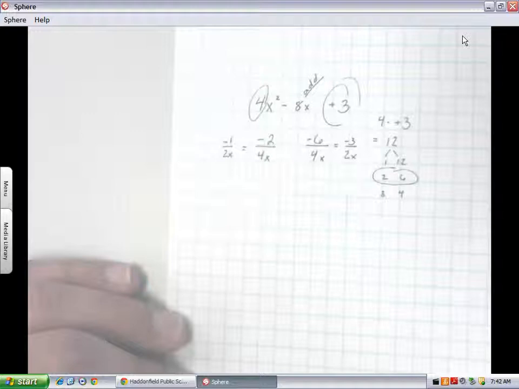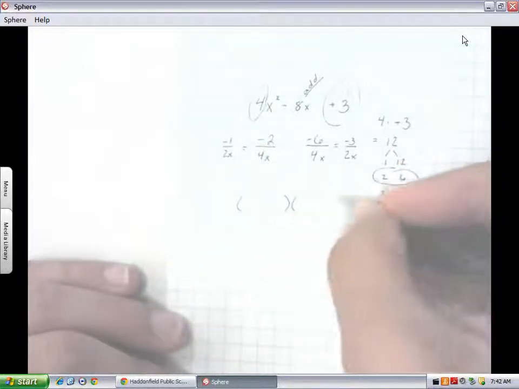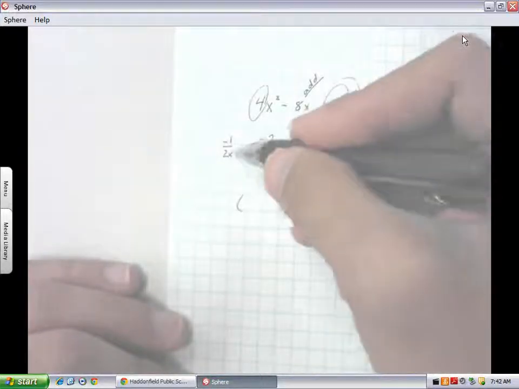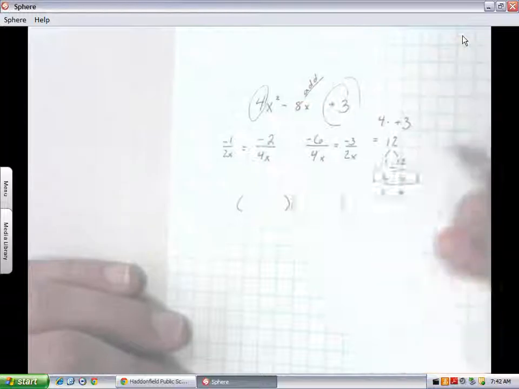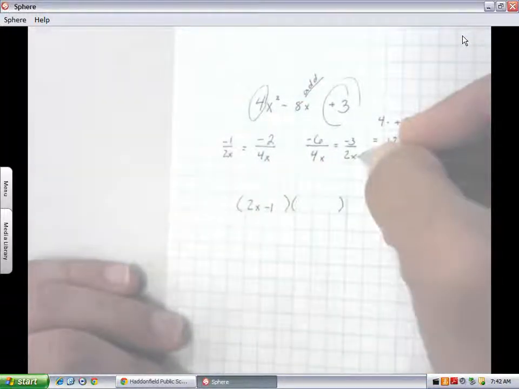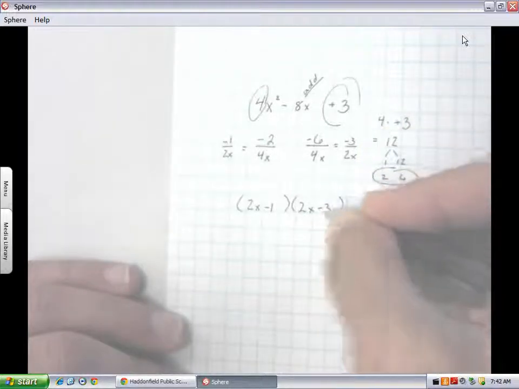And last but not least, I'm going to write my two sets of parentheses, starting from the bottom of the reduced fraction to the top, 2x minus 1, 2x minus 3, and that is my factored form.